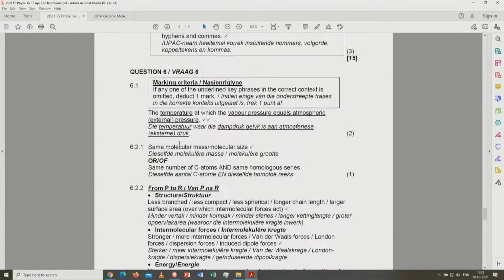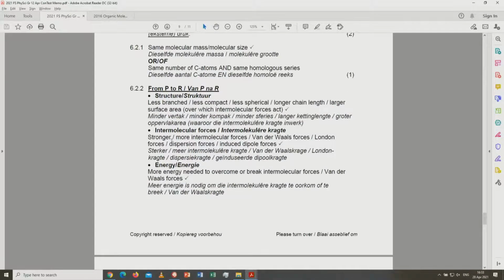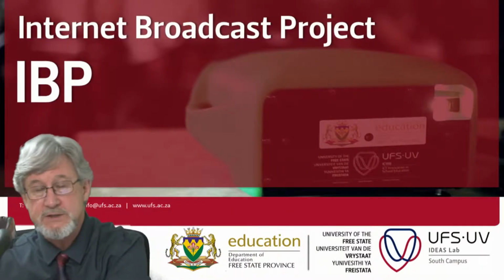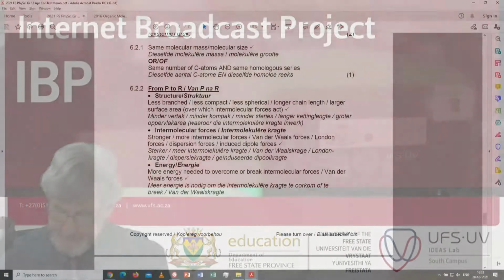Sorry, I can't discuss this now very well, but in 6.2.2 they ask you, explain why are the boiling points different and which one will be the highest and so on. So explain the structure, explain the intermolecular forces, and from that point to this point, from intermolecular forces to energy, it's always a piece of pie. The stronger your intermolecular forces, the more energy you need to overcome the bonds.